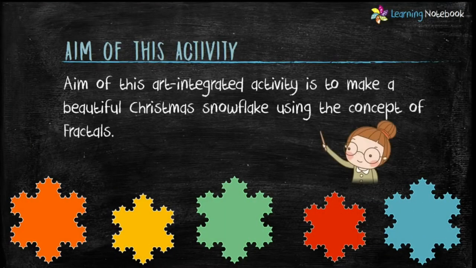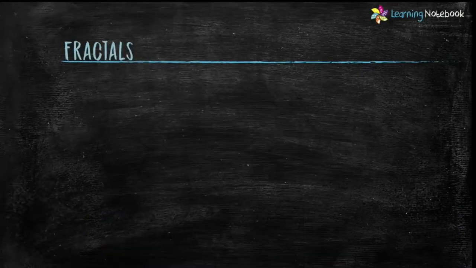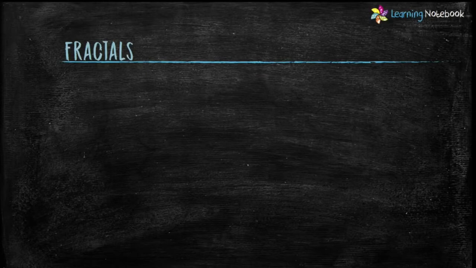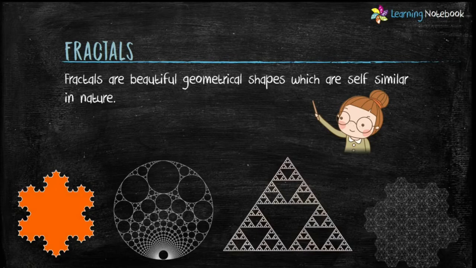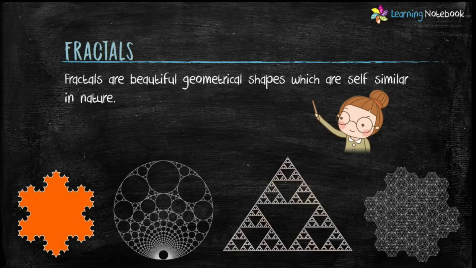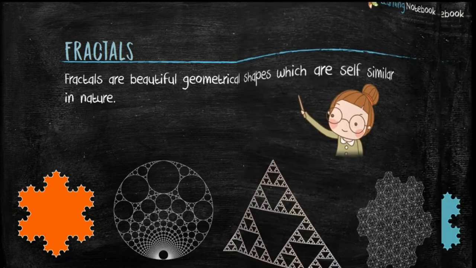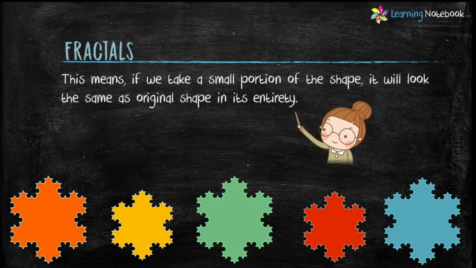Aim of this art integrated activity is to make a beautiful Christmas snowflake using the concept of fractals. So let's first understand what are fractals. Fractals are beautiful geometrical shapes which are self-similar in nature. Some of the examples of fractals are shown here. This means if we take a small portion of the shape, it will look the same as original shape in its entirety.